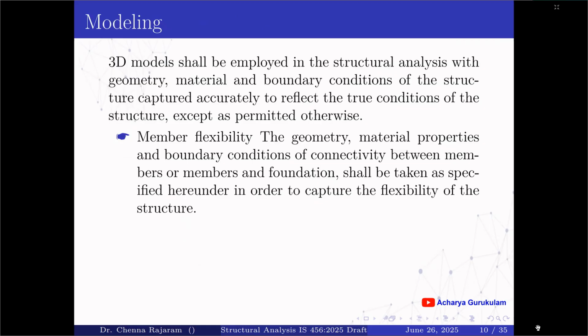3D models shall be employed in the structural analysis with geometry, material, and boundary conditions of the structure captured accurately to reflect the true conditions of the structure, except as permitted otherwise. For member flexibility, the geometry, material properties, and boundary conditions of connectivity between members or members and foundations shall be taken as specified hereunder in order to capture the flexibility of the structure.